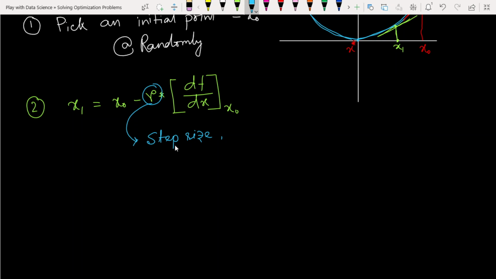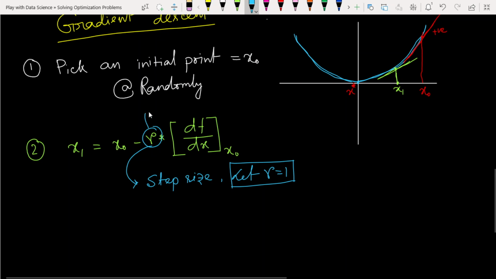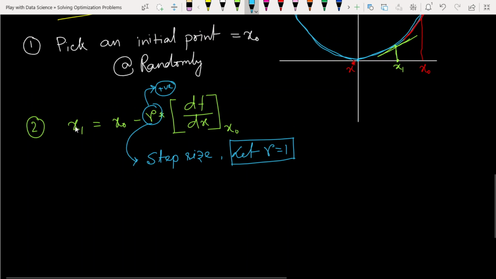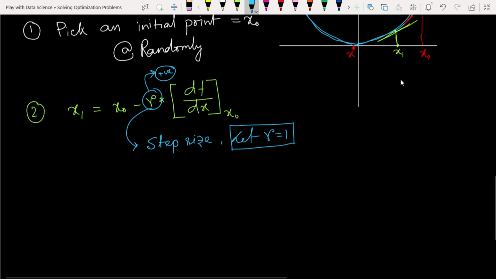Let this step size value be r equals 1. For some time let's take r equals 1, and the r value is always positive. Just remember this r value is always positive. Now by using this technique I am going to show you that x1 lies between x star and x0. But how?